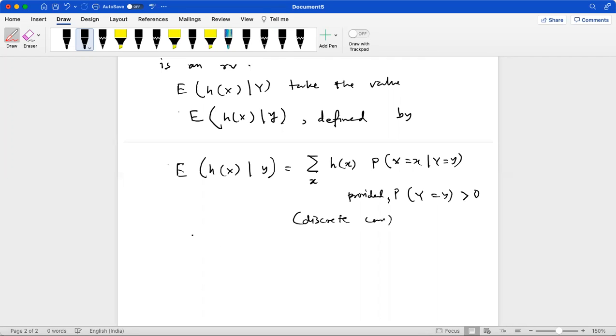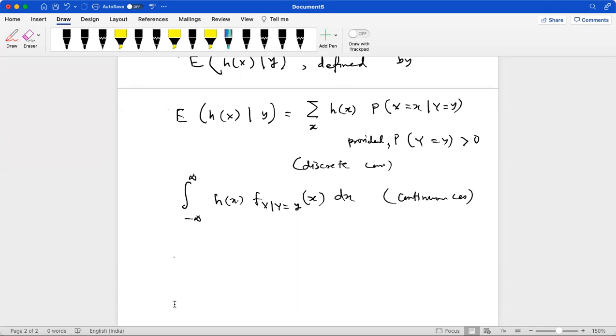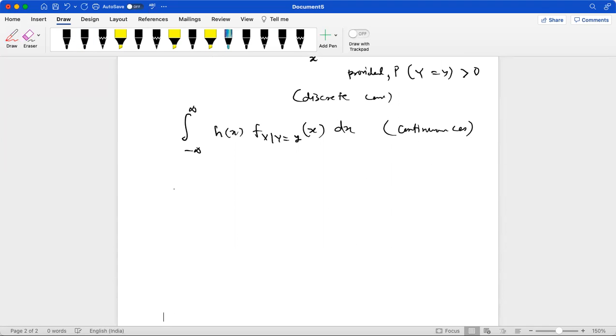Similarly, for the continuous case, this is not a summation. It is just an integration from minus infinity to infinity of h(x) and this conditional density of X given Y equal to y, f(x given y) dx, for the continuous case. So these are the definitions for the expected value, the conditional expectation.